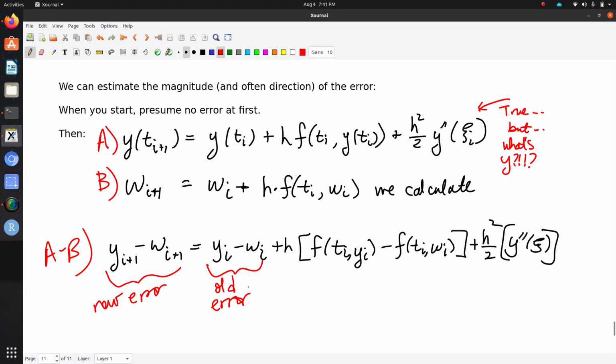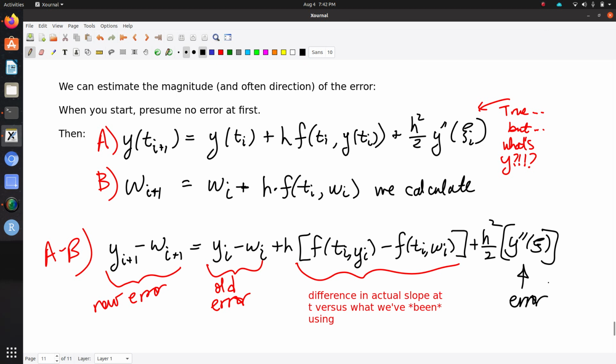You know that h is our step size. And this quantity here is the difference in the actual slope at t on the actual solution versus what we've been using, okay? And this thing just kind of came along for the ride. This is our error. This is like new-ish error. It's like a new component to our error. Like we already had errors, but now we have more errors adding in, okay? So we're just going to rewrite this a little bit.